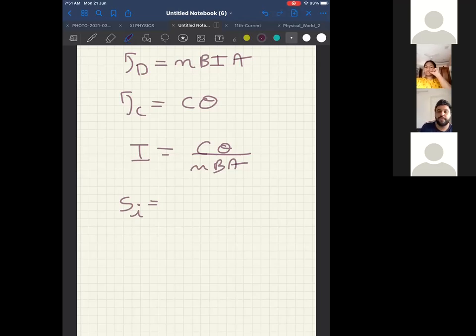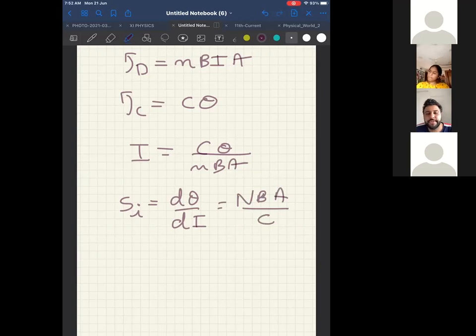And what was our formula for current sensitivity? It was d theta by di. Remember d theta by di, and I have done the derivation also. Therefore, what answer you get? You get the answer as NBA by C. Check your derivation page. Current sensitivity.